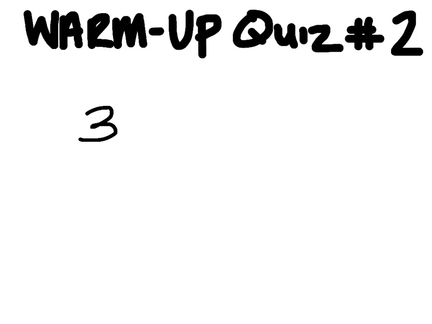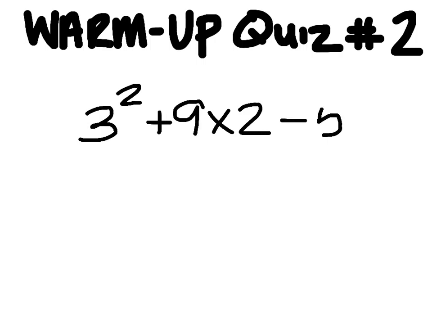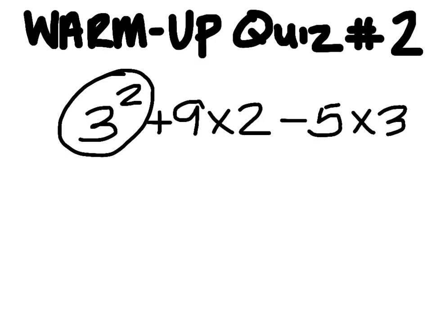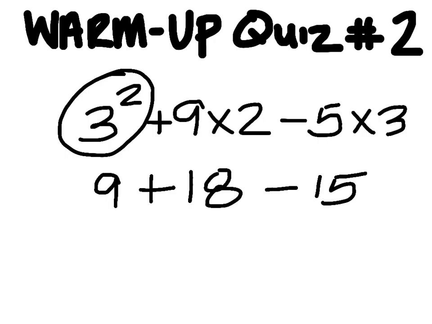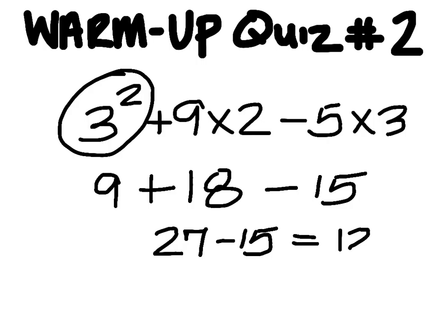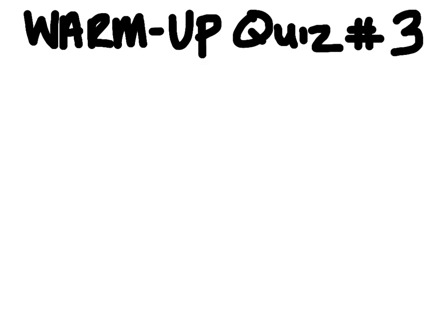Next problem. 3 squared plus 9 times 2 minus 5 times 3. Step 1 is to get 9 out of 3 squared. 3 squared is 9, and 9 times 2 is 18. 5 times 3 is 15. It should be 27 minus 15, which gives you 12.